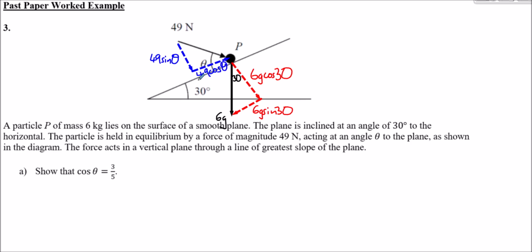So let's just consider forces going parallel to the slope. Because it's in equilibrium, the forces going up will equal the forces going down. The sum of the forces in this direction is 0. Forces down equal forces going up. So going up the slope, we've got 49 cos theta. That must be equal and opposite to 6g sine 30, which is acting down.